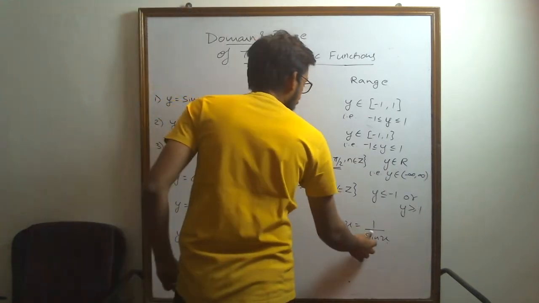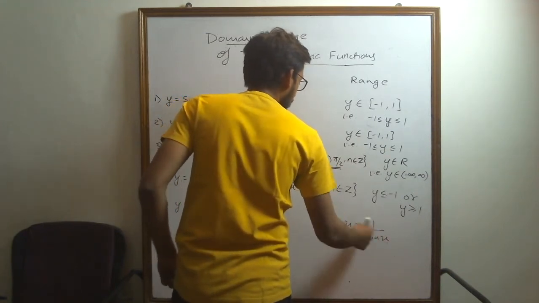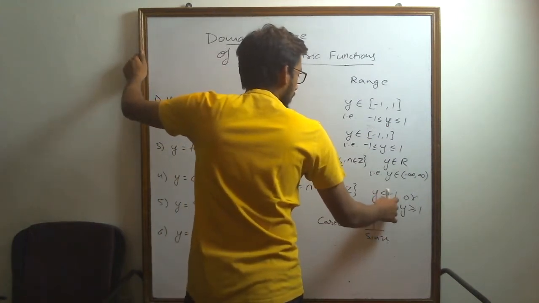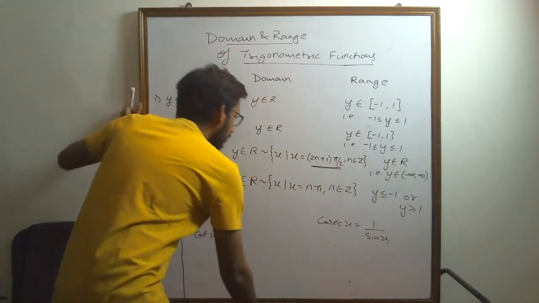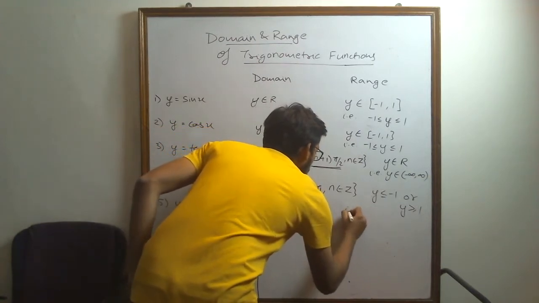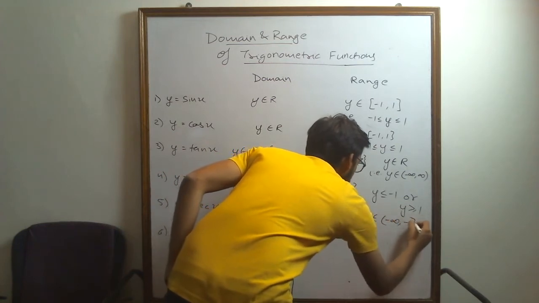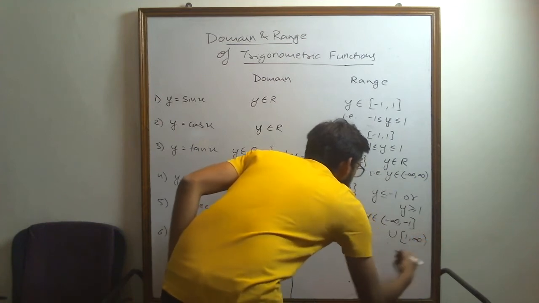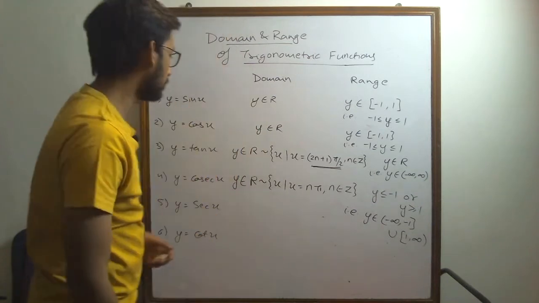And when sin x is 1, cosec x is also 1. When sin x is -1, cosec x is -1. That's why cosec x is less than or equal to -1 or greater than or equal to 1. This is also written in set form as y belongs to the set of -infinity to -1 closed interval union closed interval 1 to infinity. This is the range of cosec x.